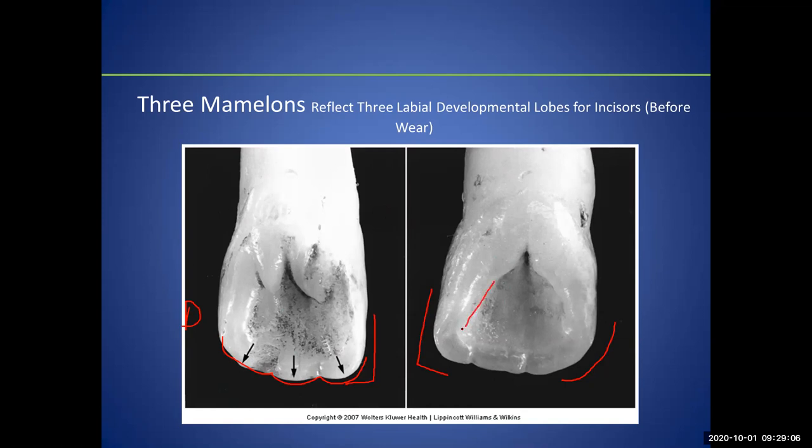These are your marginal ridges for the anterior teeth. So this is your mesial marginal ridge. Don't shoot me because I'm throwing out all these terms. And the distal marginal ridge. Right. This is the cingulum. This is that fourth developmental lobe. This one's got a little pit in it. This is your lingual fossa.